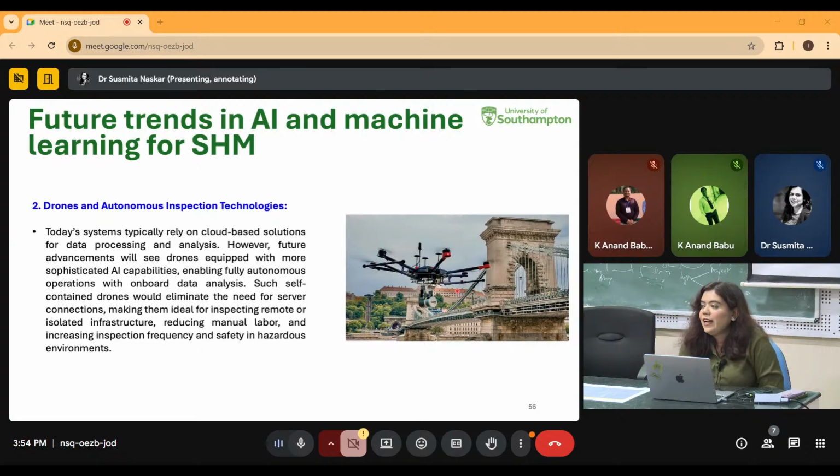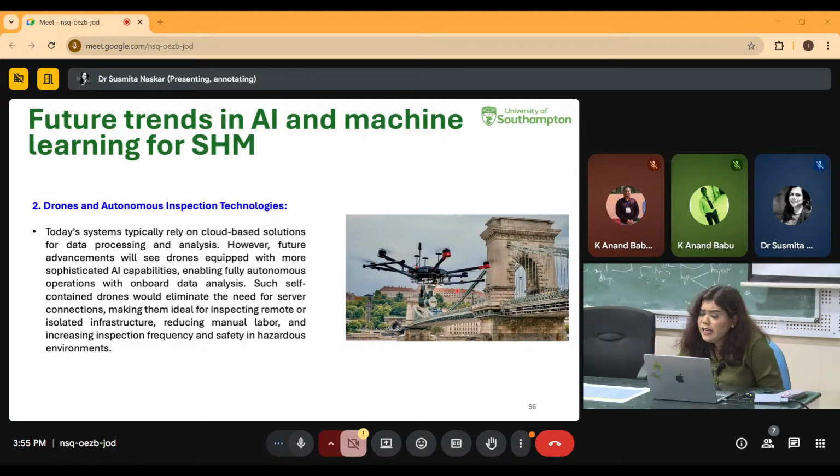And then the self-contained drones. Self-contained drones are also one of the very famous research areas among UAV researchers, and they will be ideal for inspecting remote or isolated infrastructure, as we said. They will reduce the manual labor, they will increase the frequency of inspection, and they will work in hazardous environments, right? So essentially this shift moves drones from being simple data collection methods to very intelligent agents capable of real-time analysis and immediate decision making.